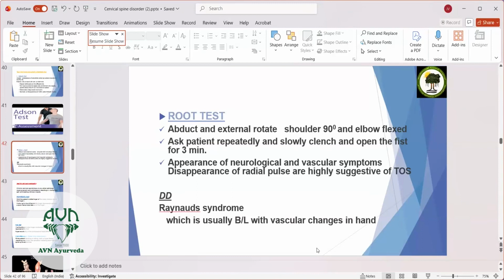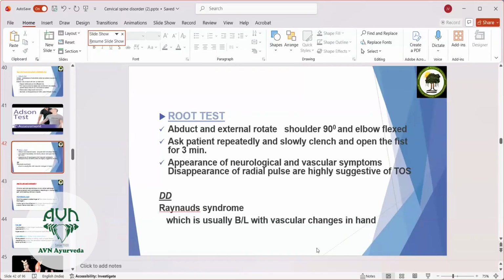Keep the shoulder at 90 degrees and the elbow at 90 degrees, and ask the patient to flex and extend the fingers of the hands 3 to 5 times. Disappearance of neurological and vascular symptoms, or disappearance of the radial pulse, is highly suggestive of a positive TOS test. So the Roos test and the Adson test are to differentiate whether a vascular problem is there or not. The first one is the Adson test, and the second one is the Roos test.